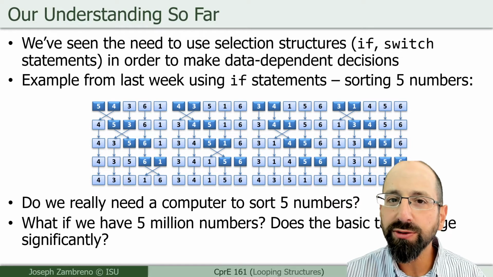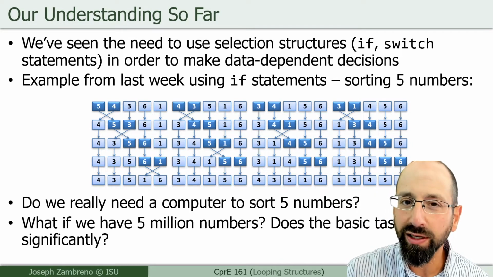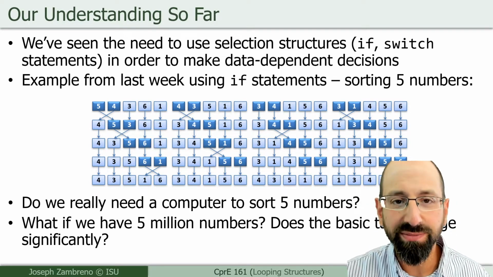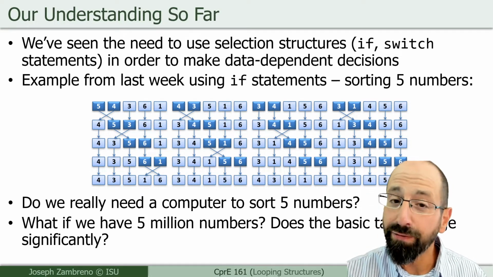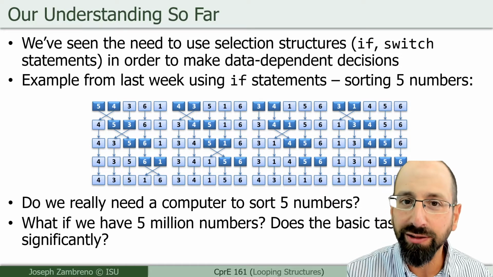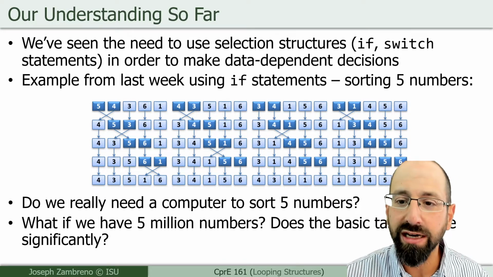If we only were using the code template we worked on last week, that would be quite cumbersome. Work for five numbers, we could probably do six, we could do 15, something like that. For 5 million numbers, that would be a very challenging piece of code to write and to make sure there weren't any bugs in it.